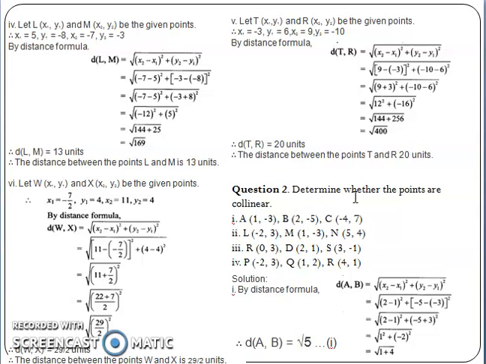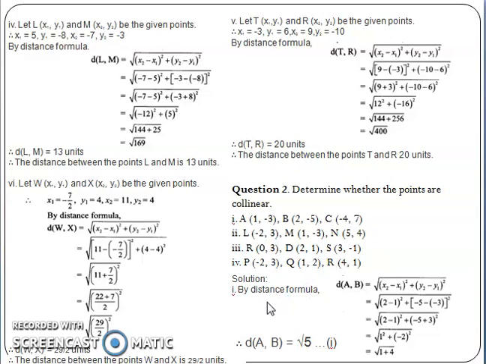Now come to the next question. Determine whether the points are collinear. Collinear means, students, you must be knowing that if 3 points A, B, C are there, we have to determine whether they are in the same line or not, in a straight line or not. We have to determine whether all these 3 points are collinear or not.